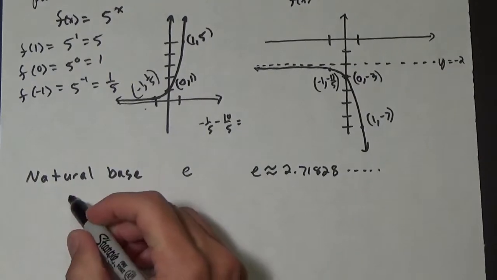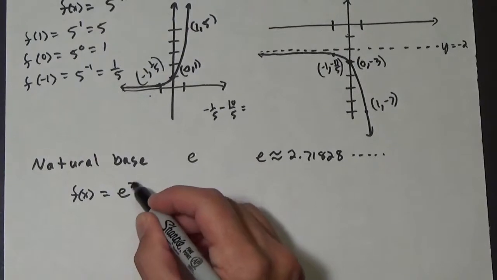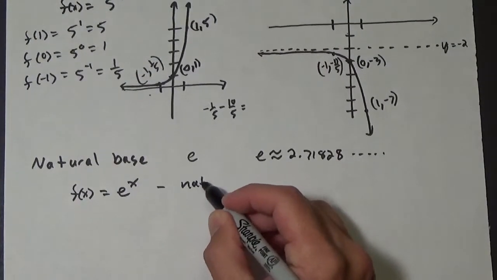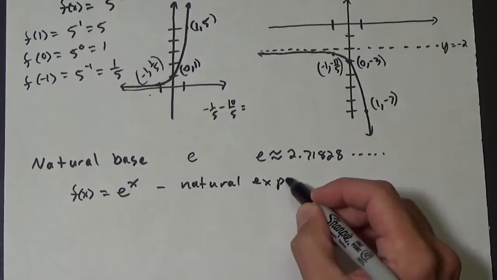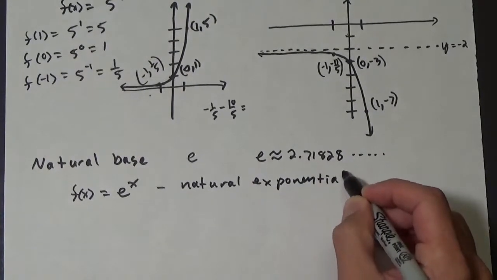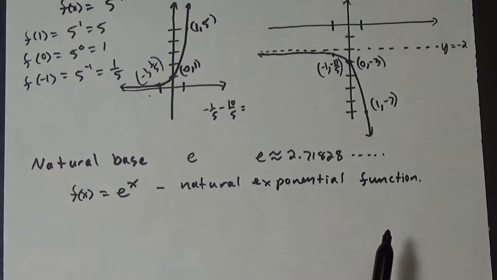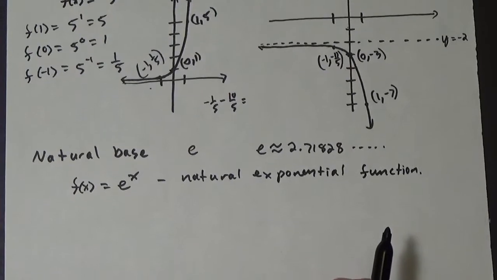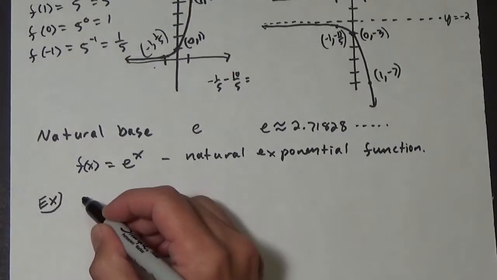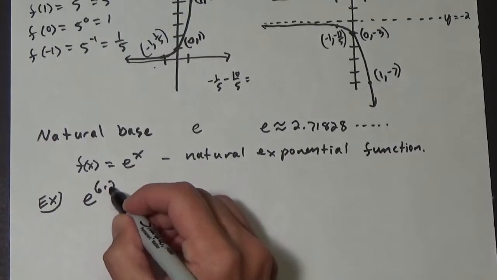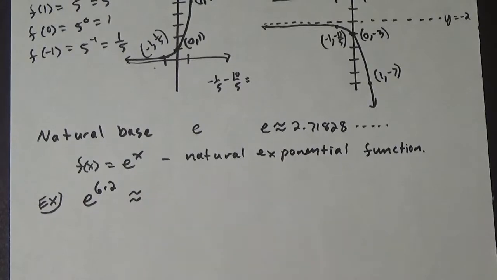And so we can now have f of x equals e to the x power, and this is our natural exponential function. Let's evaluate e at a couple of points. Let's say we have e to the 6.2 power. Let's see what that looks like.